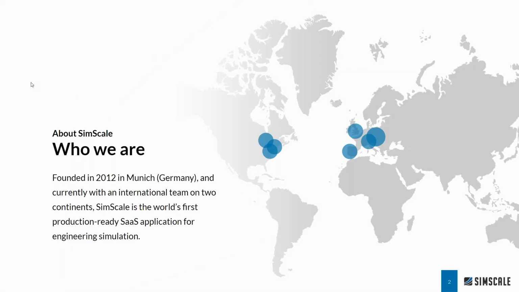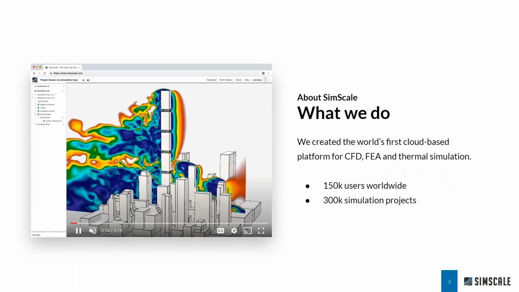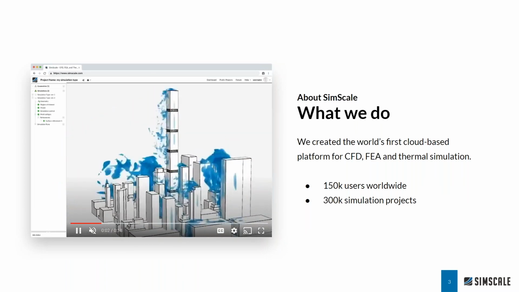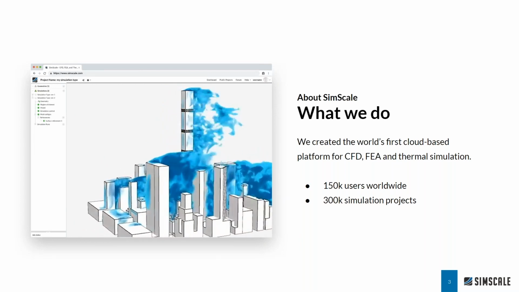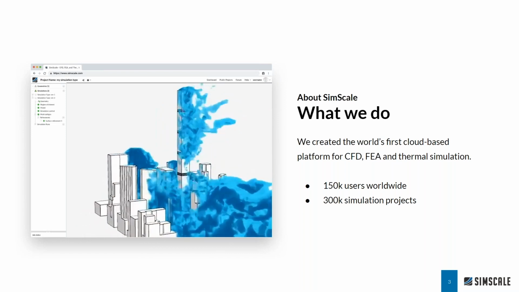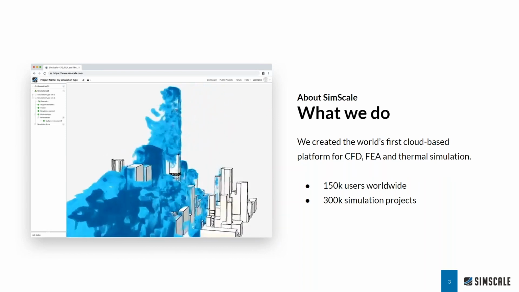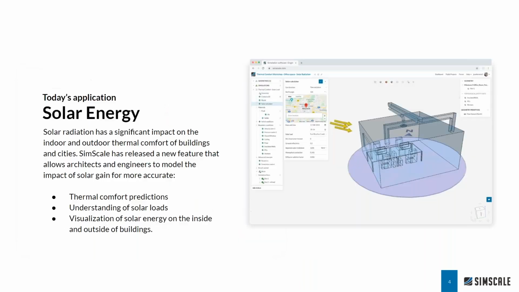First, let me quickly introduce SimScale. SimScale is a German software company headquartered in Munich, and we have built the world's first production-ready SaaS application for engineering simulation. What that means is our software is entirely hosted on the cloud and accessed from any web browser, and we specialize in CFD, computational fluid dynamics, FEA, and thermal analysis. And we're always adding to these capabilities, for example, the solar features which we're about to release.